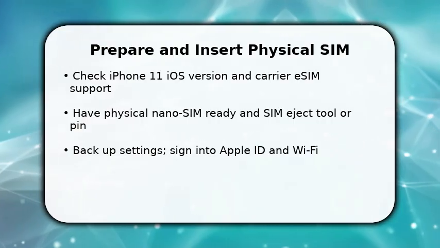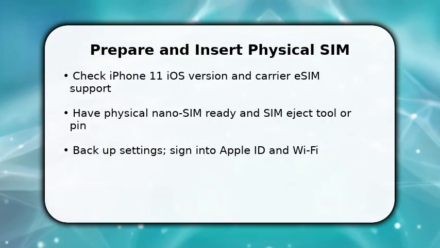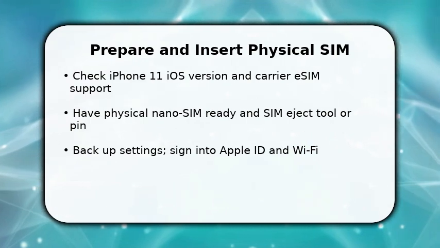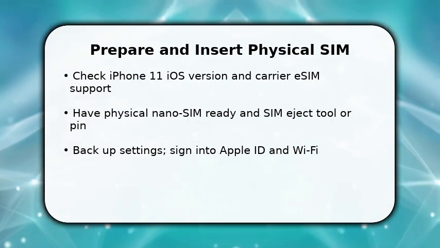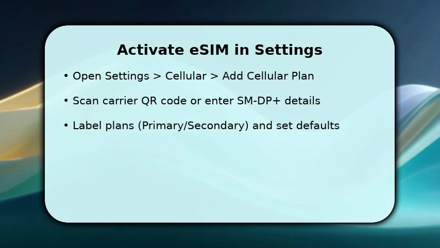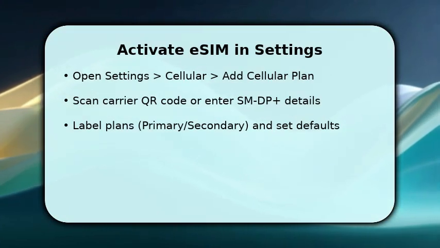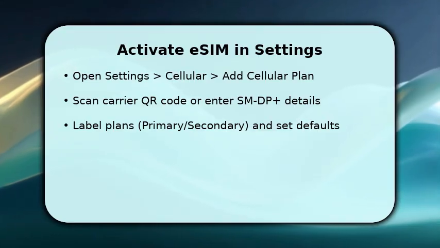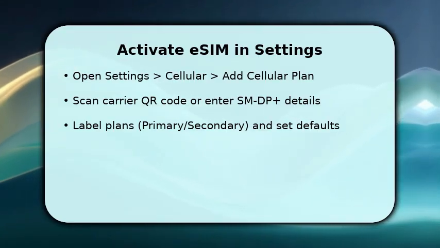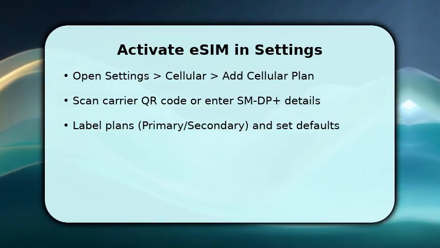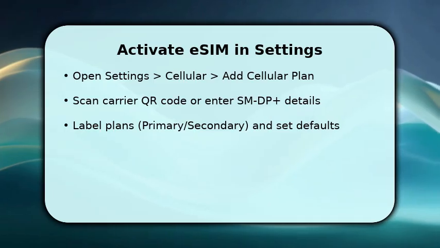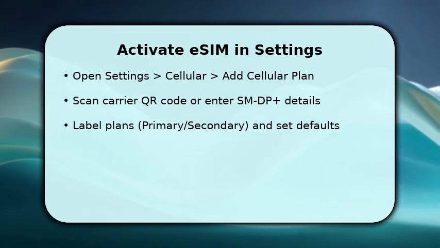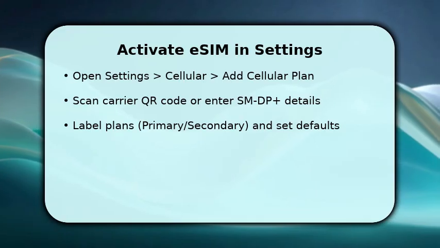While it boots, make sure you're connected to Wi-Fi and signed into your Apple ID, so eSIM activation will proceed smoothly. Now you activate the eSIM, open Settings, tap Cellular, then add Cellular Plan. If your carrier provided a QR code, scan it using the camera. If not, choose Enter Details manually and input the SMDP plus address and activation code.